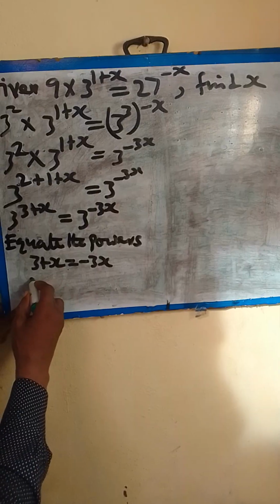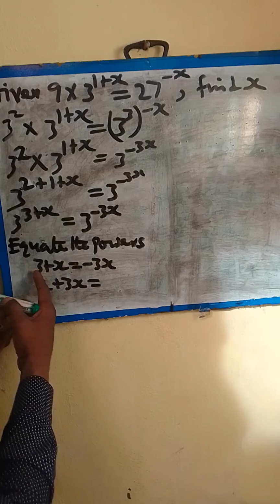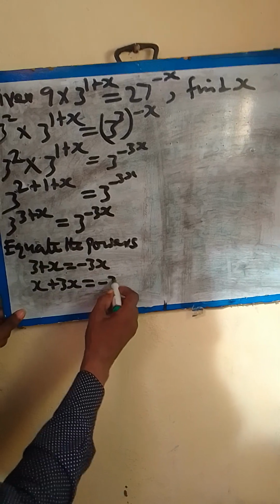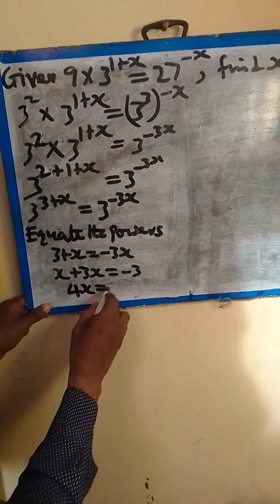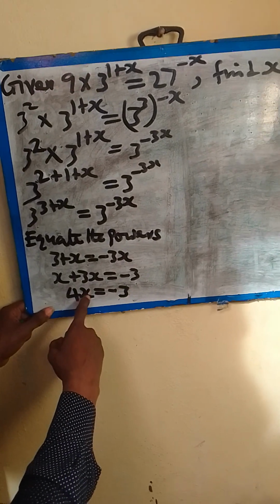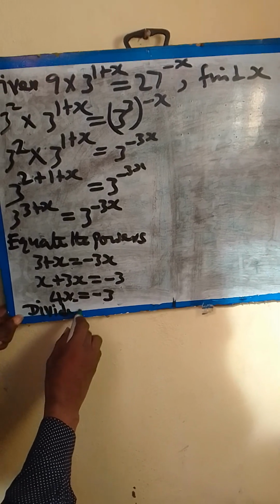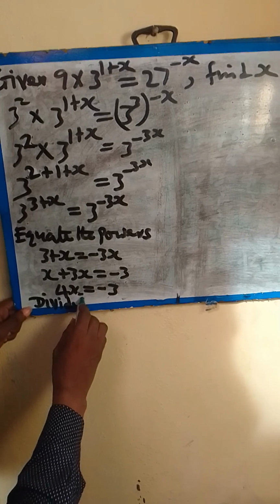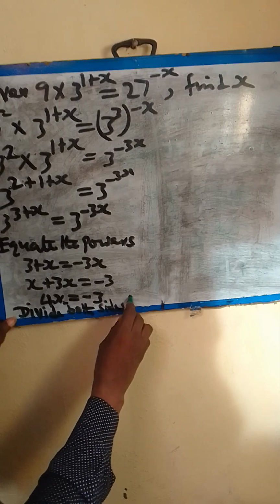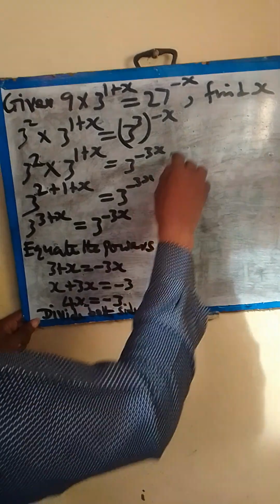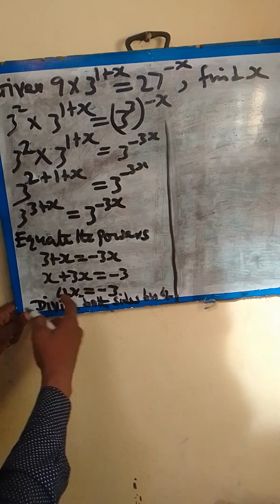So you now see that when minus 3x crosses, it becomes plus 3x, is equal to this 3 going this way becomes minus 3. So x plus 3x is 4x, which is equal to minus 3. To make x the subject of the formula, we divide both sides by 4, dividing by the coefficient of x.